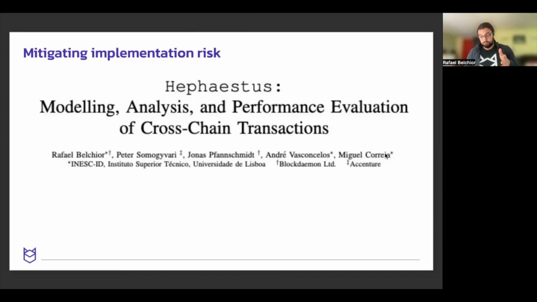We eventually figured out that we need to mitigate implementation risk, and there's a varied set of techniques in academia and industry. We proposed Hephaestus, which is a security by specification methodology to mitigate implementation risk, and in this part of the presentation we're going to discuss how this is done.